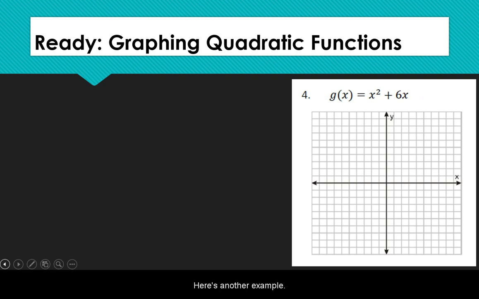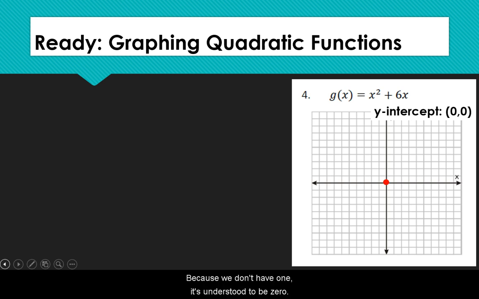Here's another example. We know that our y-intercept is 0. When we look at our quadratic function of ax squared plus bx plus c, we know that our c, or our constant term, represents our y-intercept. Because we don't have one, it's understood to be 0.